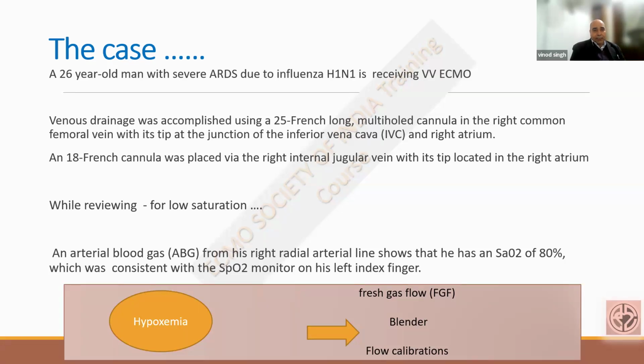Now the problem starts here: whether it is due to the machine, or whether the patient has some problem which has decreased the saturation. So a systematic approach is very important. How do you assess the hypoxia? You should first see whether the patient is getting an adequate amount of FiO2 by looking at the fresh gas flow. Look at the blender, go for the flow calibration, and look at whether the RPM and the flow are matching or not. This is called an access problem if the RPM and flow are not matching. This is the first thing to be done when the patient has hypoxia.